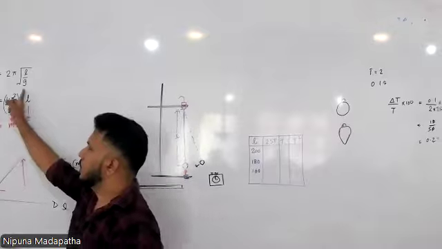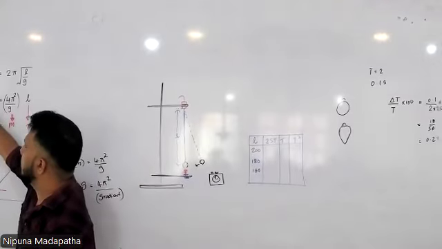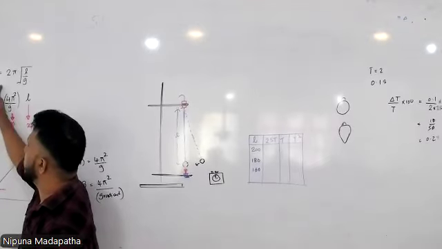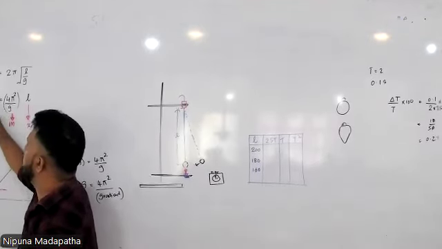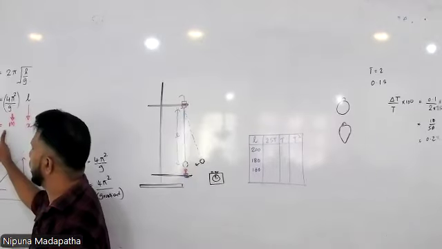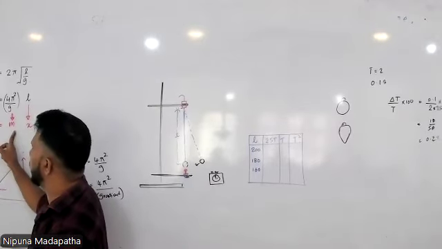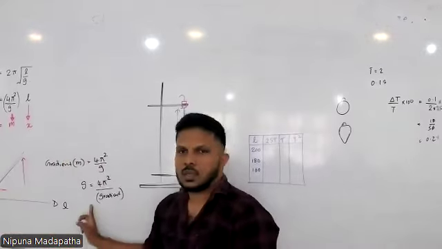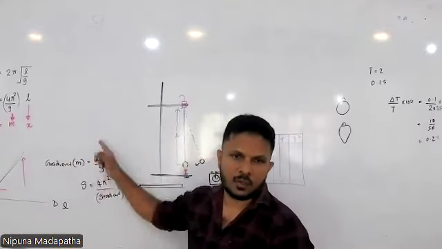Now we need to arrange this expression, squaring both sides, and get the expression as y equals mx. Then draw the graph and also the gradient.